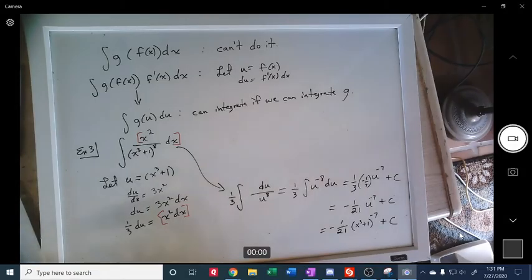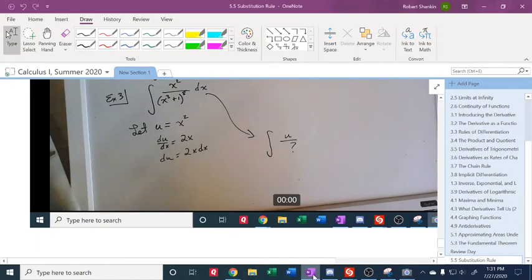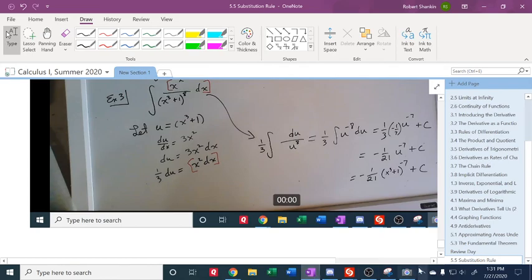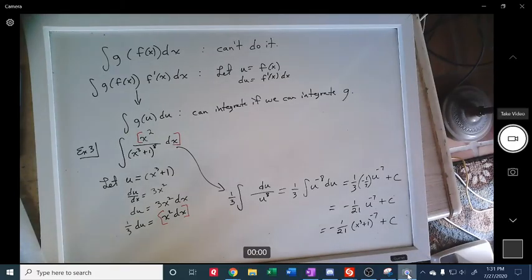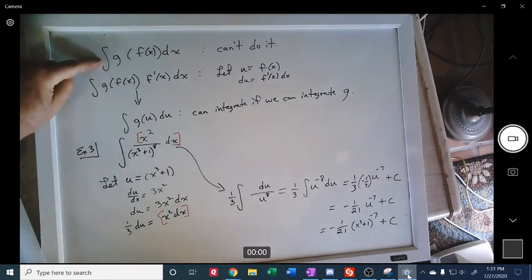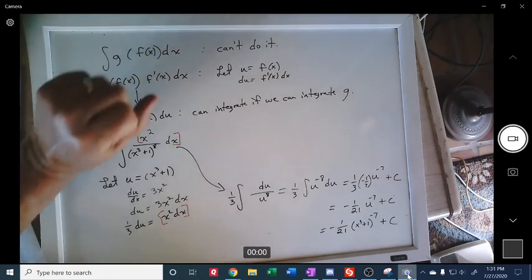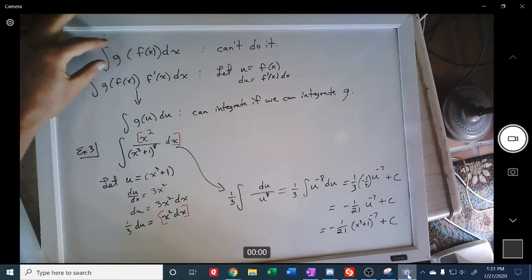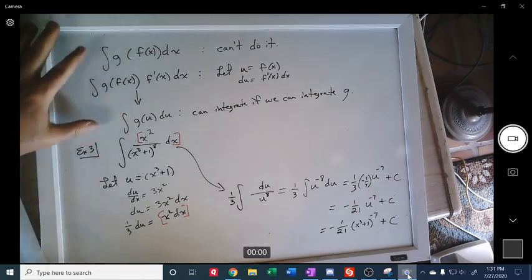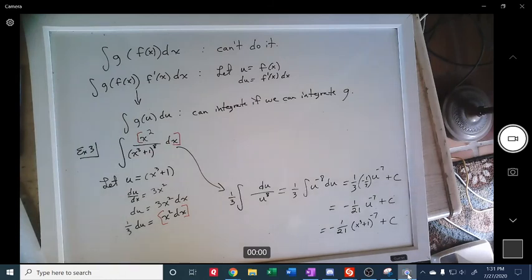Let me take a picture. So we're getting more and more complex very quickly. This is our general thing. We started off with the g function just being something to the nth power. But then the g could be anything. And then we can take these integrals. Let's do another example.